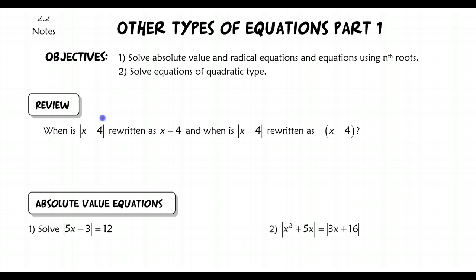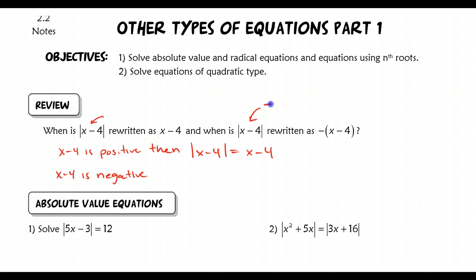So if this inside is positive, so when x minus 4 is positive, then the absolute value of x minus 4 is equal to just x minus 4. When x minus 4 is negative, in other words, when the inside of this is a negative value, then we write the absolute value of x minus 4 as the opposite of x minus 4. Okay, so that's basically the basis for when we solve absolute value.